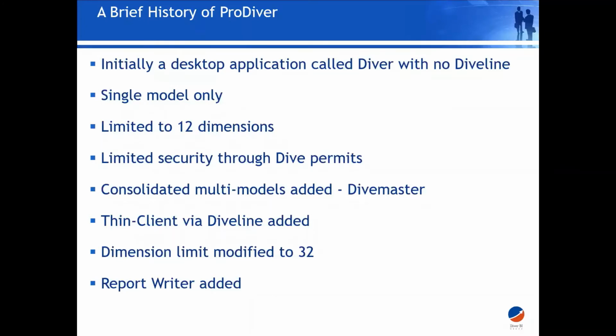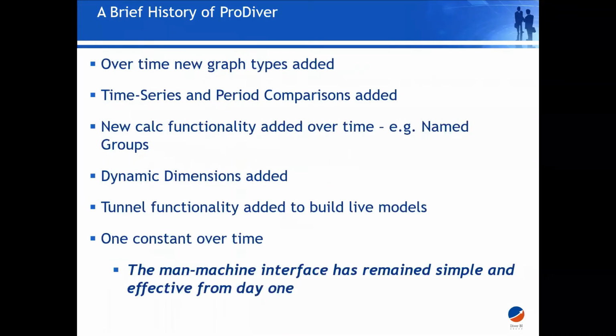In the early days, the client was simply called Diver and worked in file server mode, where users could only interrogate a single model. These models were limited to 12 core dimensions and had limited security capabilities. Over time, DI developed the server-side software which enabled ProDiver to read multiple models contained in a dive plan. DiveLine was later released, enabling thin client access to models, where users are authenticated by the server and mouse and keyboard clicks are sent to the server for processing, and the results returned to ProDiver on the desktop for display and manipulation purposes. During the development cycle of ProDiver, the report writer was added, and the dimension limit was raised from 12 dimensions to 32 core dimensions.